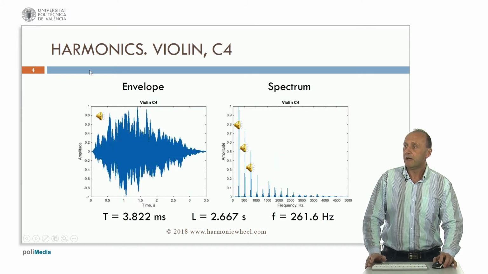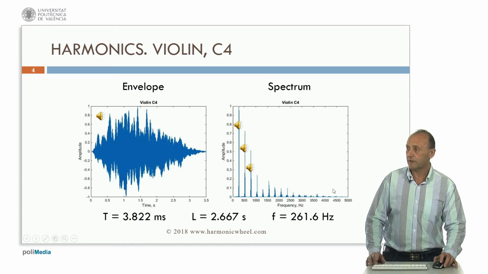The same note on a violin. Here we have a different representation. This is the note. This C4 is again the sum of many harmonics. The first one is a C4. The second one is C5. The third one is G5, and we will have other harmonics.